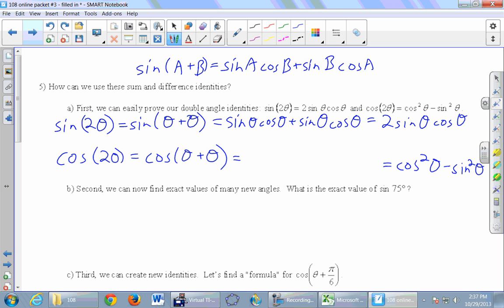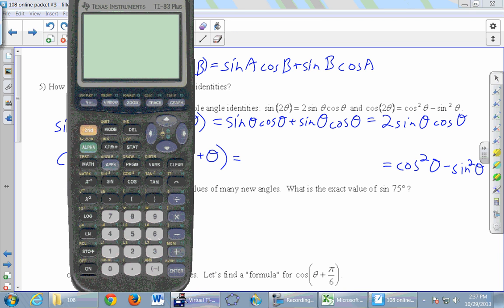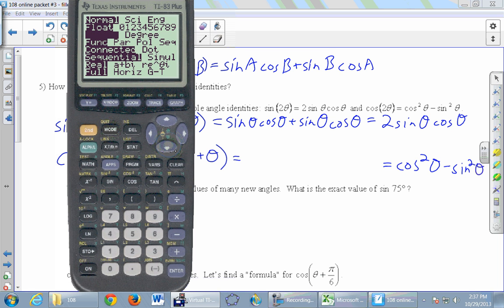Moving on to part B, we can now find exact values of many new angles. What's the exact value of sine 75 degrees? First of all, I want to point out that 75 degrees is not one of the special angles that we know about. We know 30, 60, 45, and then lots of multiples of those things. We definitely don't know anything about 75. Let's see what the calculator has to say about 75. Again, you hit one of those buttons, you think about the mode.